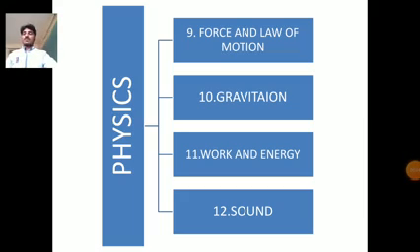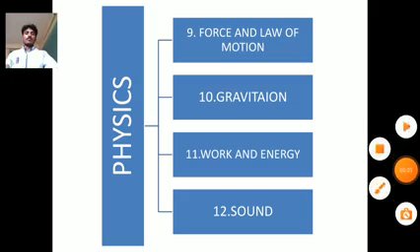In this chapter, we will learn what work is and what energy is, and what kinetic energy is and what potential energy is. And the next chapter is sound.